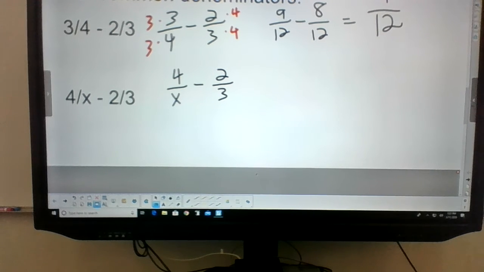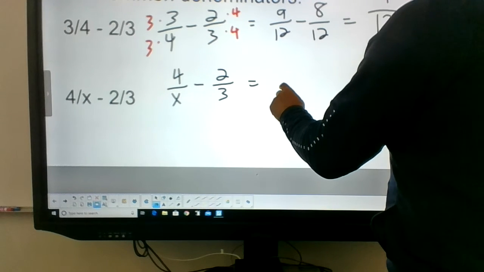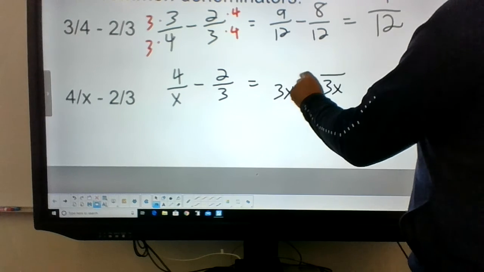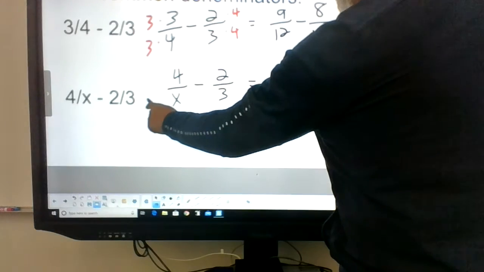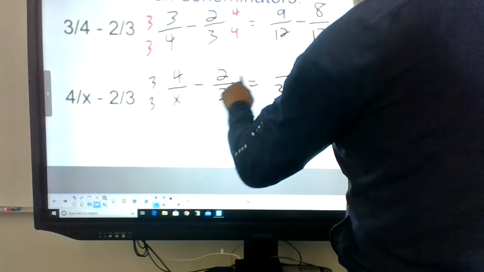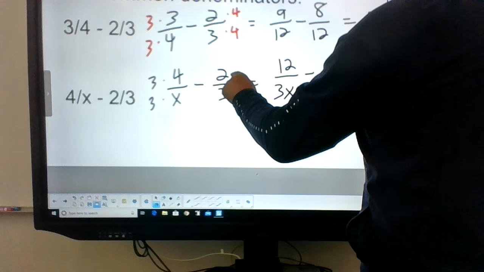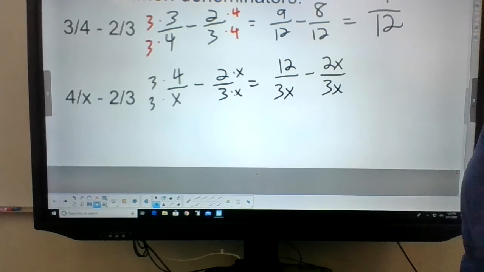Remember, what did I just say? If we don't know what the common denominator is, multiply them together. So I really want 3x on the bottom of both of these. Well, to get 3x here, we've got to multiply it by 3 over 3 to get 12 over 3x. To get 3x here, we've got to multiply it by x over x to get minus 2x over 3x.